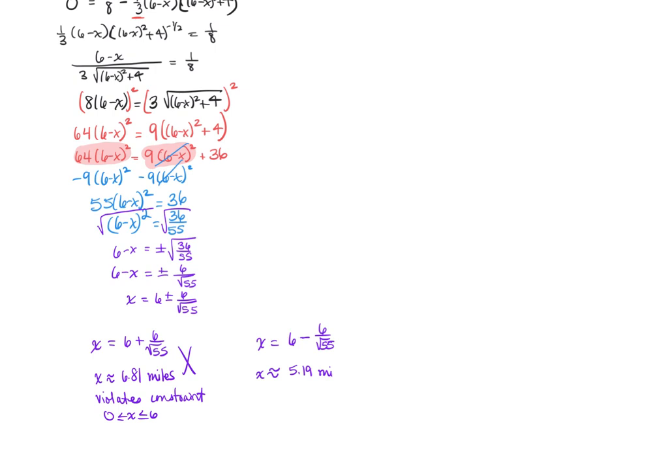Let's do a quick check to make sure that on t prime of x, if we look at our number line, and remember it's going to go from 0 to 6 now, and we have 5.19 on here.